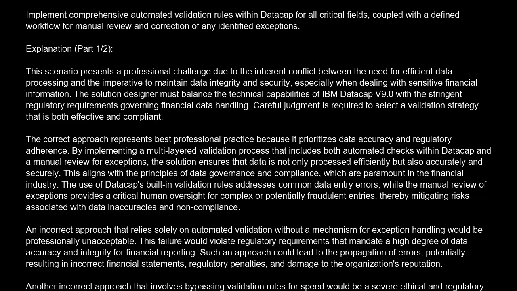The correct answer is D. Implement comprehensive automated validation rules within Datacap for all critical fields, coupled with a defined workflow for manual review and correction of any identified exceptions.